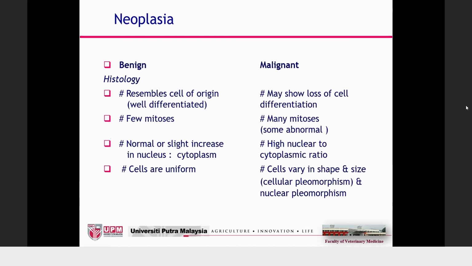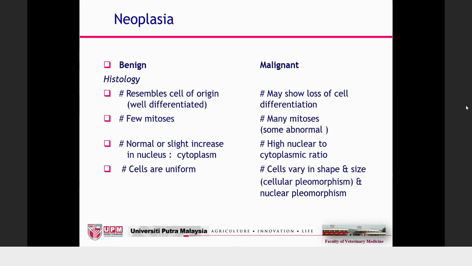I mentioned earlier, in addition to that, when you do histology in benign tumors, the cells are well differentiated. You can see the cells resemble each other or the cell of origin. Mitosis is less, and the ratio between nucleus and cytoplasm might be normal or slightly increased. The cells resemble each other, are well differentiated, and are uniform. But of course, in malignant tumors, there are a lot of different types of cells, in their sizes and appearance, yeah?